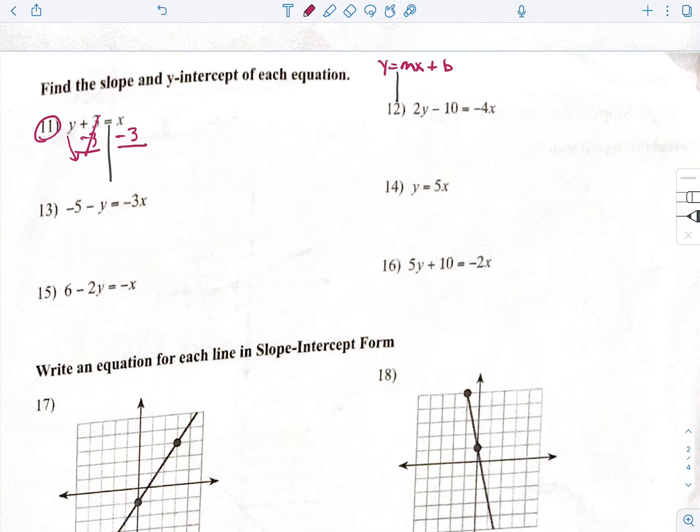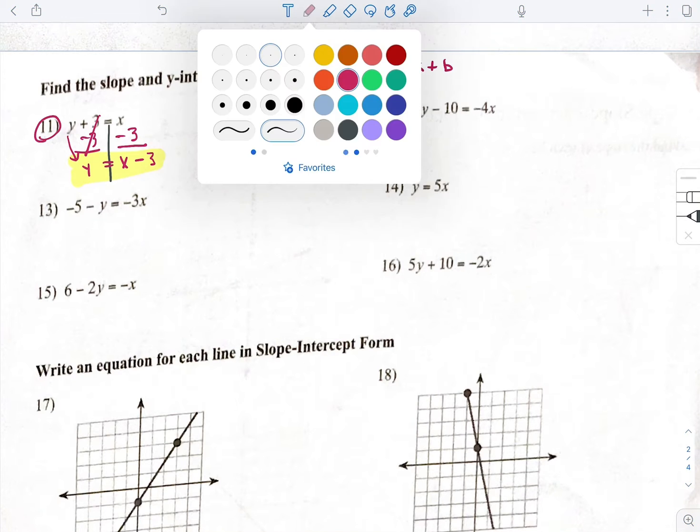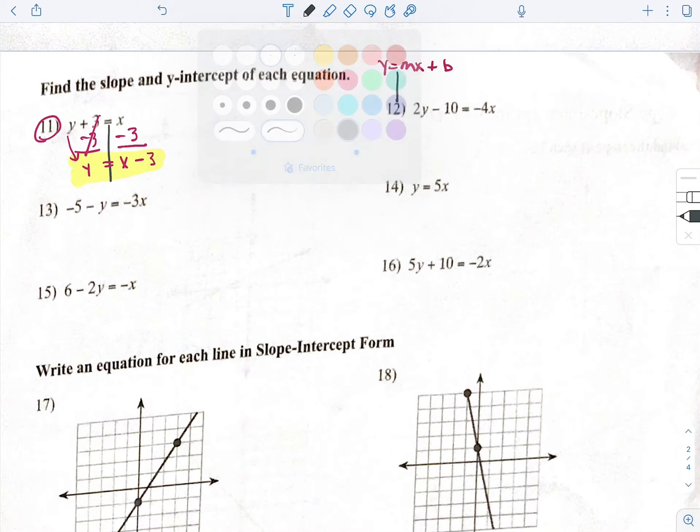So that, and then we bring down the y, so that this becomes x minus 3. Remember that x and -3 are not like terms. Therefore, all we need to do is just write what we see, x minus 3. Okay? Now that we have slope-intercept form, we can actually find the slope and the y-intercept.